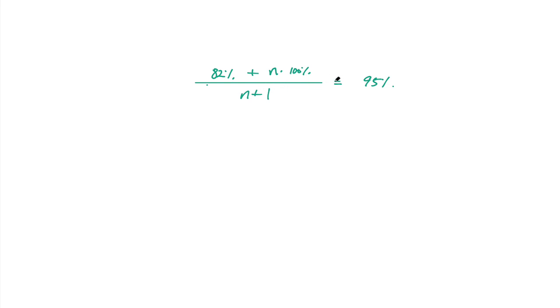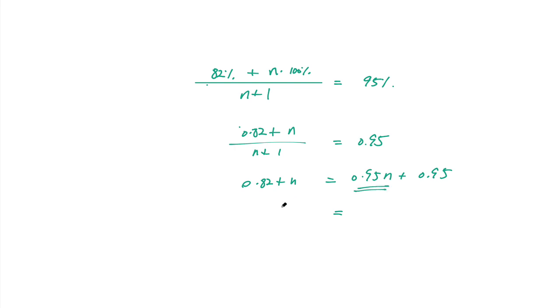That's the translation of the sentence into an equation, and we have a rational expression, right? So we have (0.82 plus n) over (n plus 1) equal to 0.95. Then 0.82 plus n equals, if you multiply to the other side, 0.95n plus 0.95. If you subtract both sides by that, you get 0.05n, and then subtract this on the other side, you get 0.13.